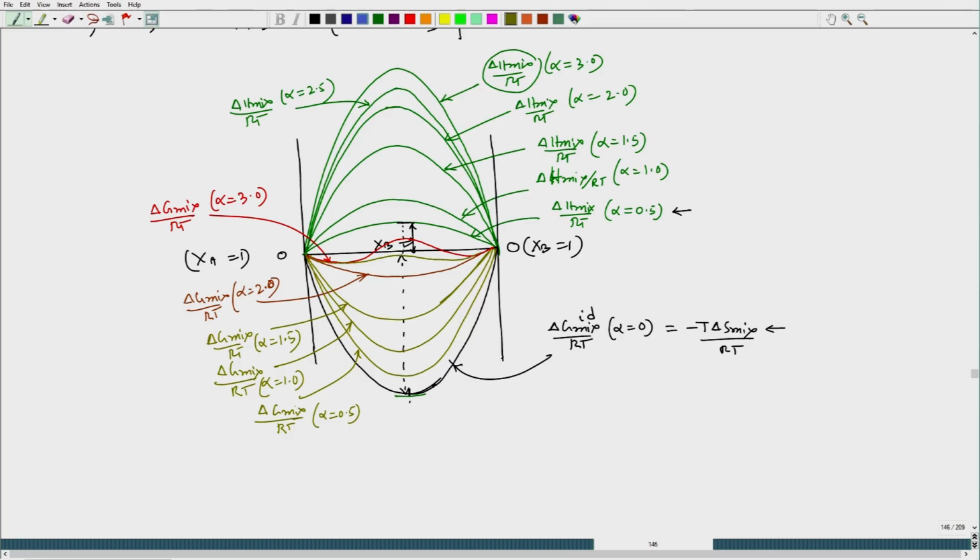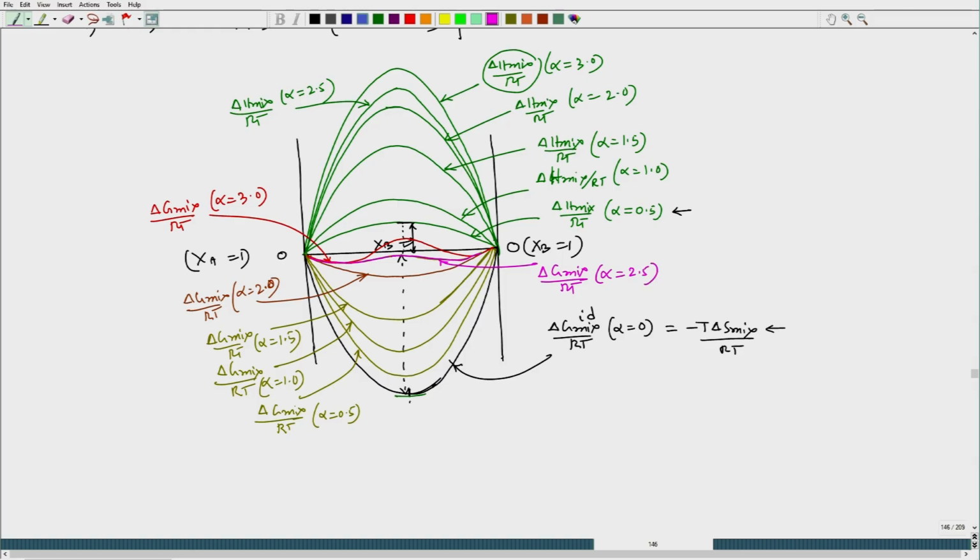Fine. So, this is that plot. Let me do it with pink color. So, this is delta Gmix by RT when alpha equal to 2.5.